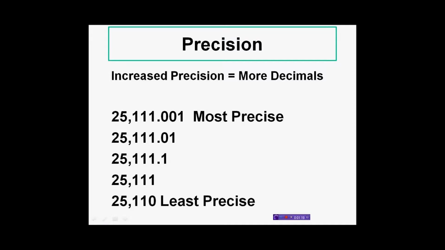In this case, it has 1, 2, 3 decimal places. The next number down has 2 decimal places. The third number here has 1 decimal place. And these two at the bottom have no decimal places, so they are considered the least precise. The ones that are most precise will have the most decimal places.